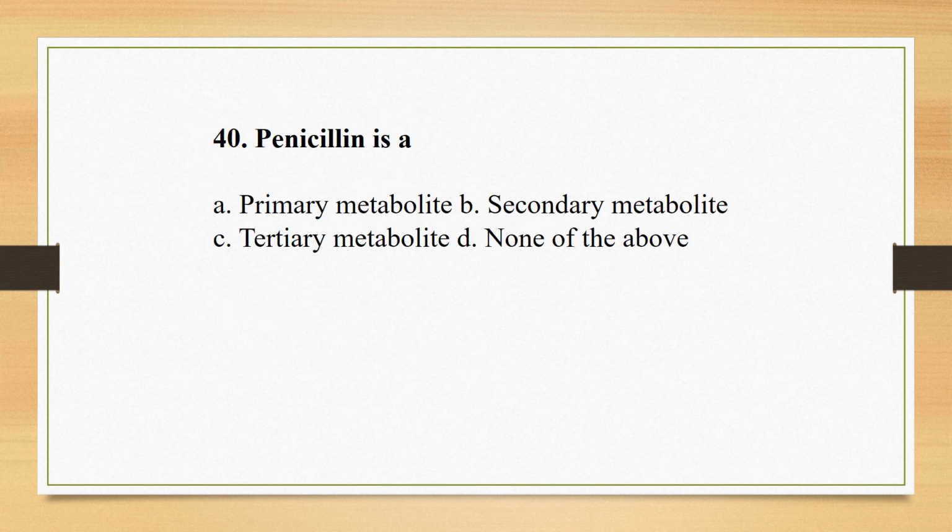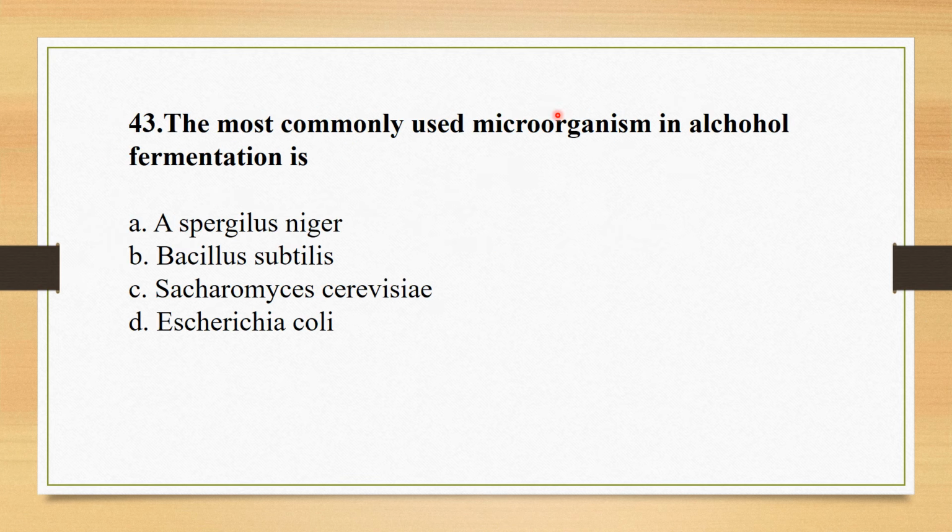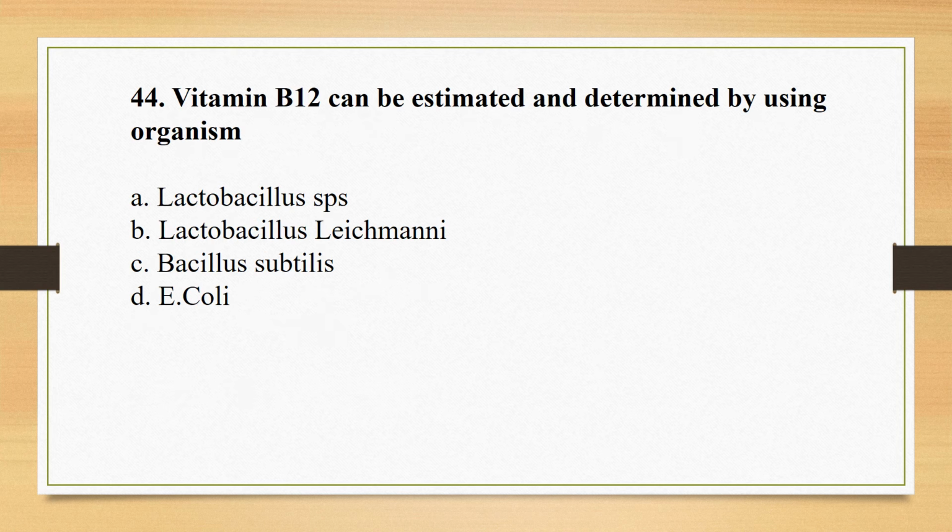Is penicillin a primary, secondary, or tertiary metabolite? It is a secondary metabolite. The organism in alcohol fermentation is Aspergillus niger, Bacillus subtilis, Saccharomyces cerevisiae, or Escherichia coli. The answer is C, Saccharomyces cerevisiae. Which organism can be used to estimate vitamin B12? Lactobacillus leichmannii can be used to estimate vitamin B12.